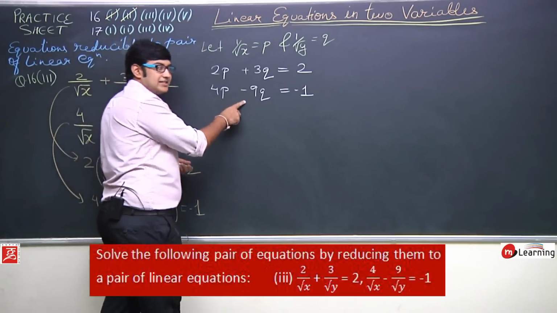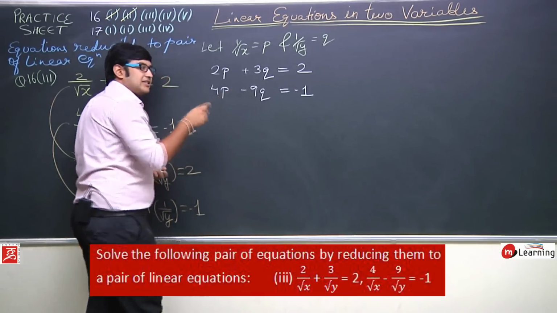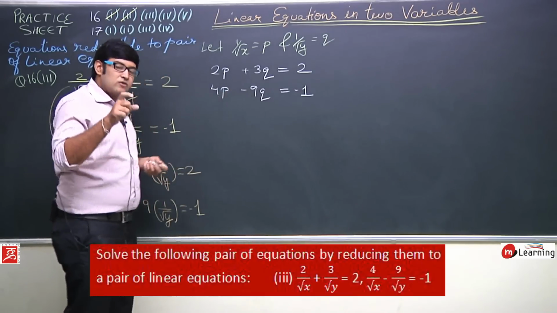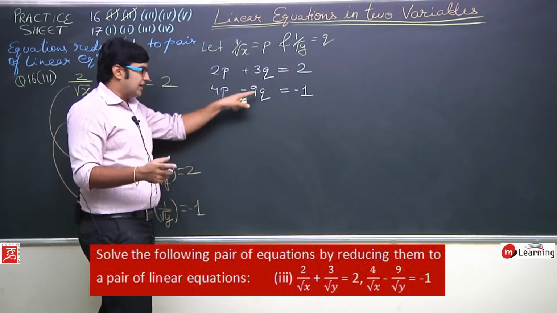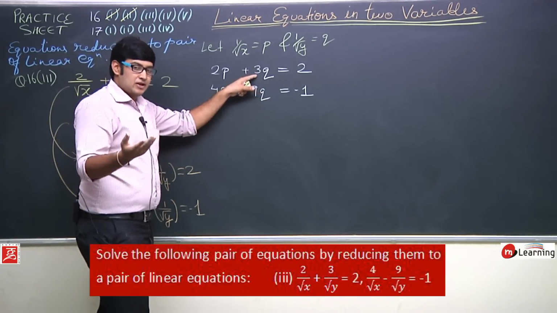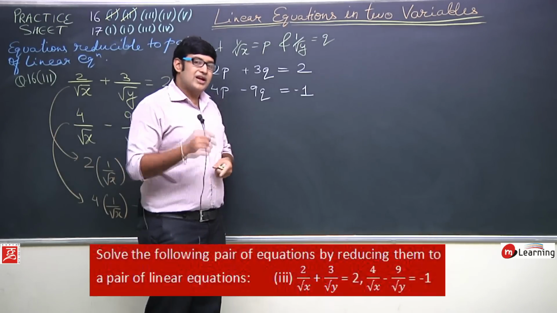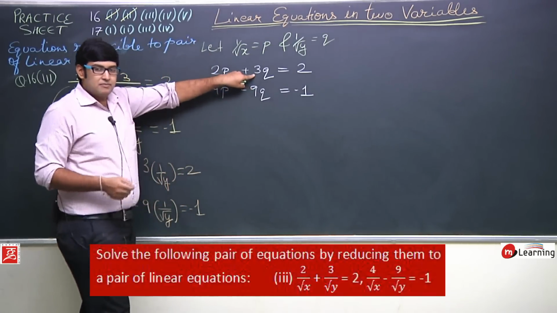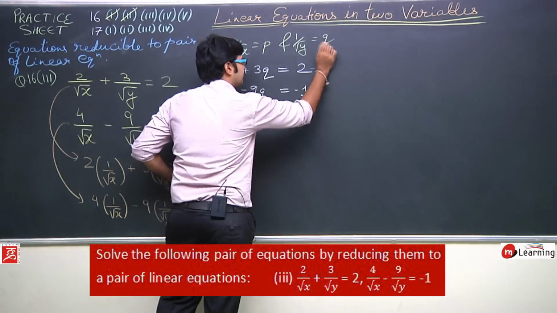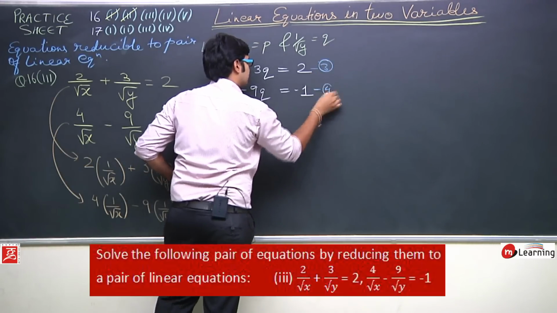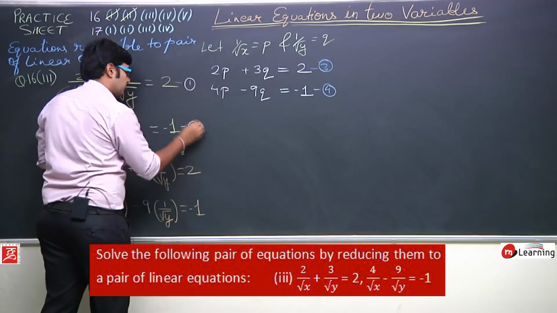So to eliminate q I can see the coefficient of q in this equation is 3 and coefficient of q in this equation is 9. I need to make the coefficients equal. Coefficients को equal बनाना है. कैसे? We know that this 3 into 3 will become 9. अगर मैं इस equation में इस 3 में एक और 3 multiply कर दूंगा, it will become 9. So I will multiply this equation by 3. Let us say this is equation 3 and this is equation 4. This was the equation 1, this was equation 2.